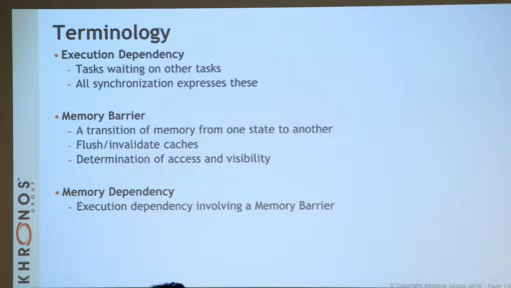The basic premise behind that is it flushes and invalidates caches, and it tells the GPU when and where you're going to be accessing data from. And finally, there's a memory dependency, which is basically a combination of the two. A memory barrier is effectively a task, and a memory dependency is an execution dependency that waits on a memory barrier.